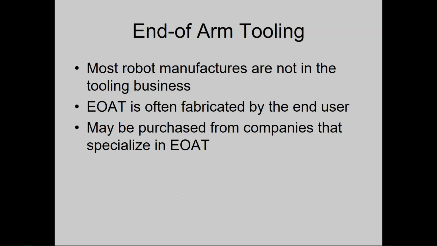Most robot manufacturers are not in the tooling business, so this is either fabricated by the end user. If you're buying this for your company, you can make the end of arm tool, that's great. Otherwise, they are bought from companies that either specialize in automation or specialize specifically in the end of arm tool.